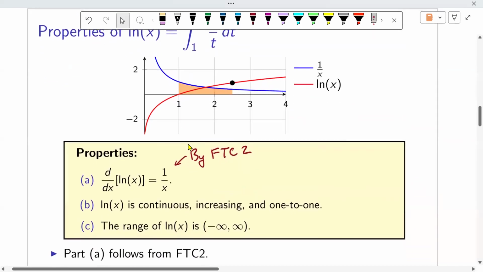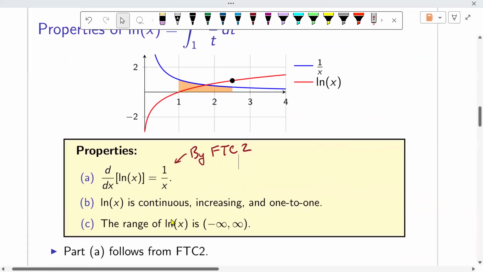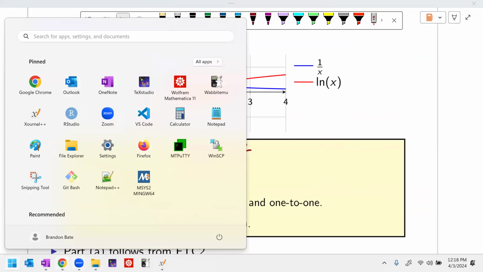Another thing about the natural logarithm is that it is a continuous, increasing function. I'll explain what one-to-one means in just a moment. Let's plot it just to see what it looks like.